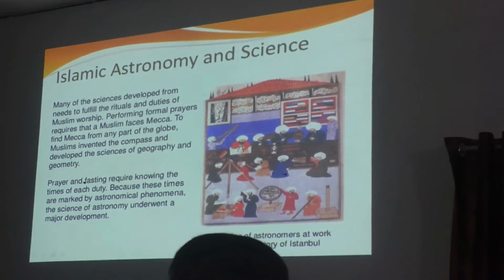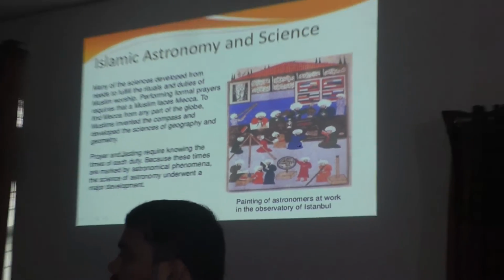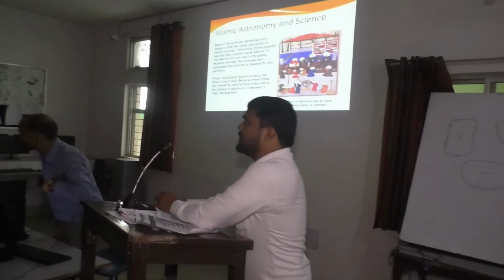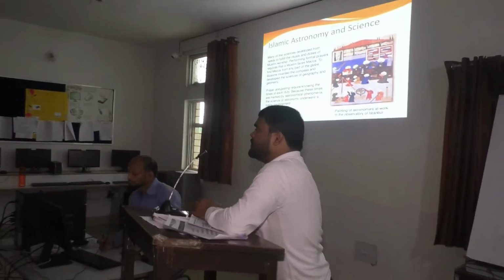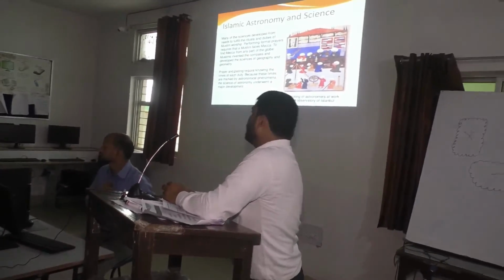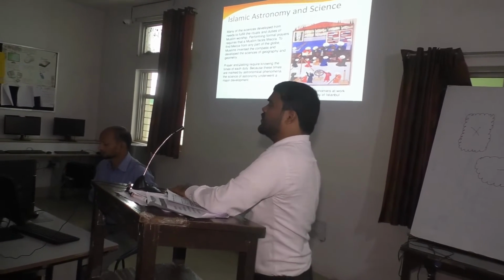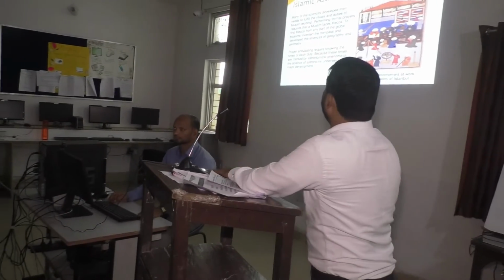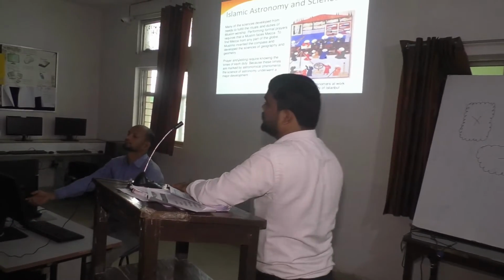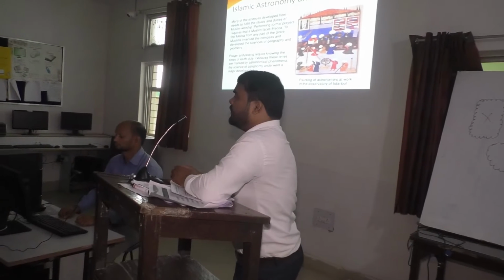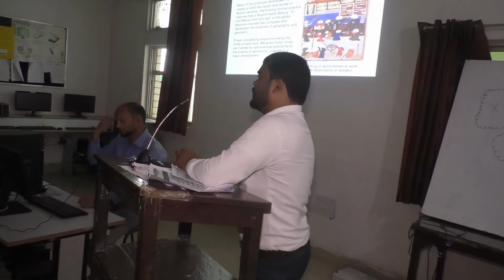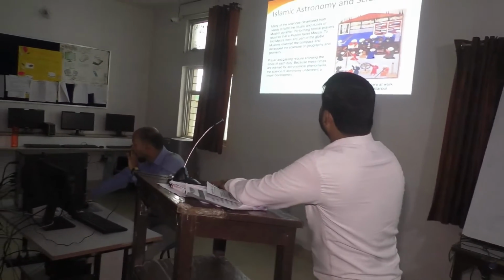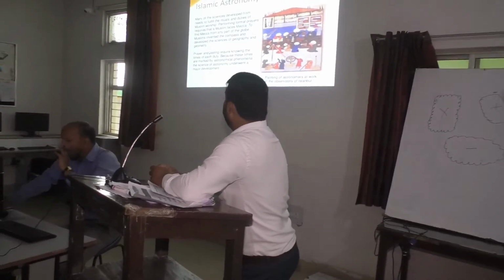Islamic astronomy and science. Actually, Islamic rituals are based on the sun and moon, but at that time there was nothing to calculate these. And one more thing: they needed to find the direction of Makkah, because every Muslim has to offer prayers facing the direction of Makkah. At that time, the compass was developed.